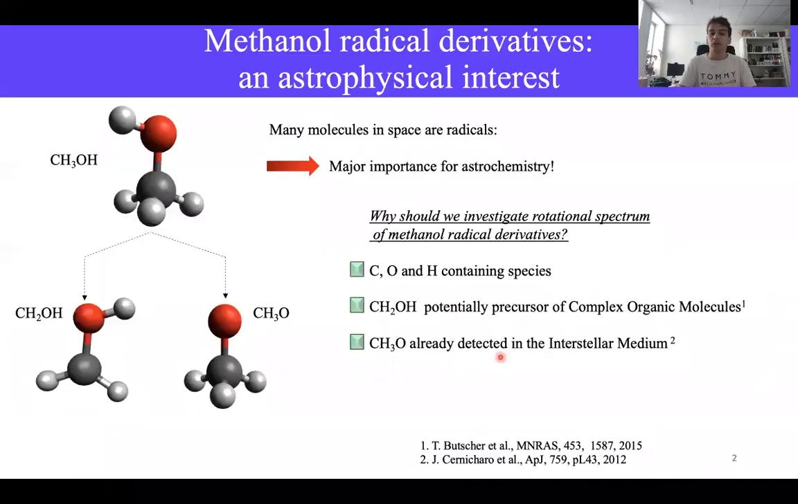Many molecules in space are radicals, so they have a major importance for astrochemistry. The question is, why should we investigate the rotational spectrum of methanol radical derivatives? It's because it contains carbon, oxygen, and hydrogen. CH2OH, one of the radicals, is potentially a precursor of complex organic molecules, and CH3O is already detected in the interstellar medium.